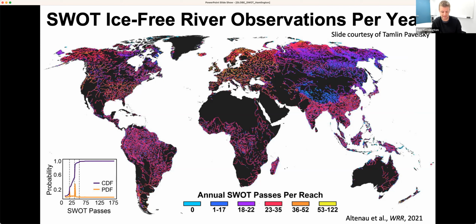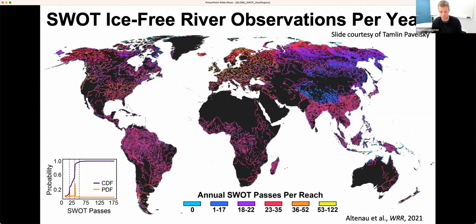So this here is a study that came out a couple years ago, basically saying how many times, given SWOT's orbit and the measurements it's making, how many times is it going to see different segments of rivers on a global scale each year? And you see that some of these rivers in Europe in particular are going to be observed hundreds of times over the course of the year. Most of the other locations, you're looking more in kind of the 20 to 30 region. But being able to see these rivers in this detail on a global scale is really unprecedented, right?